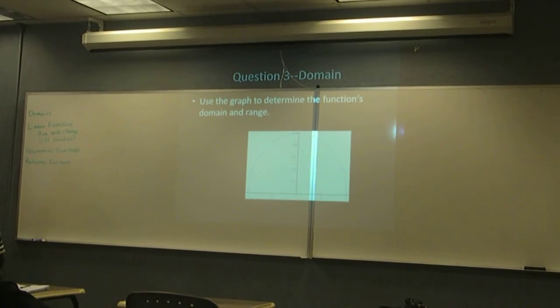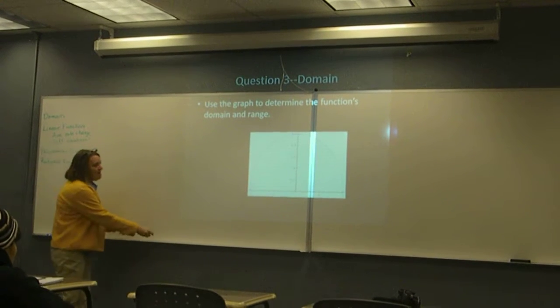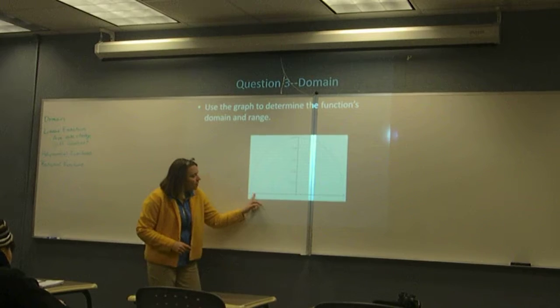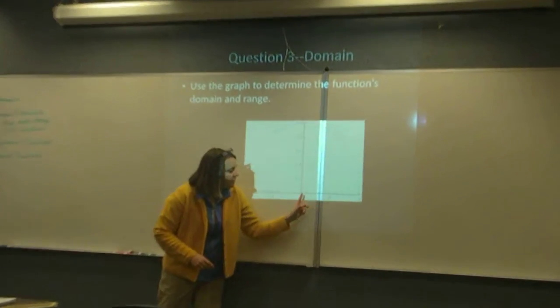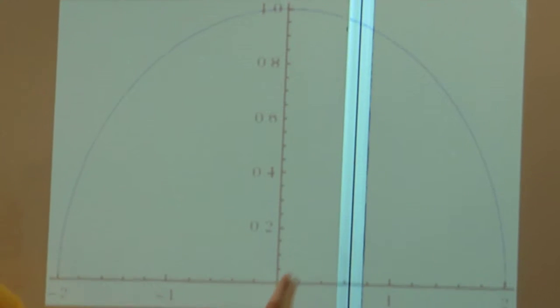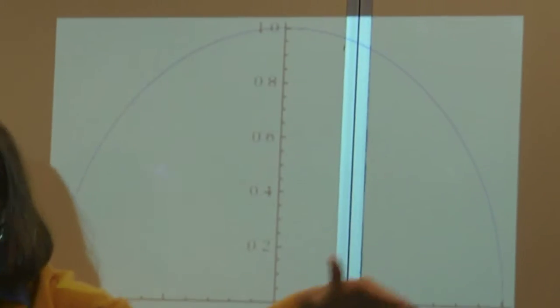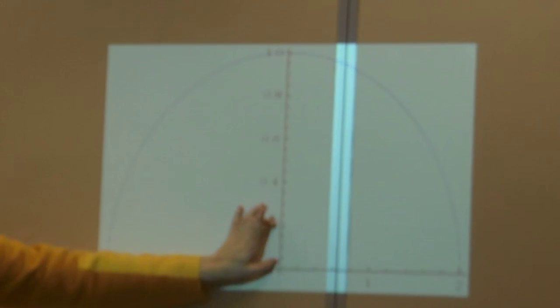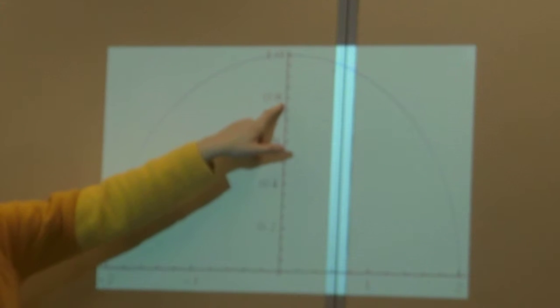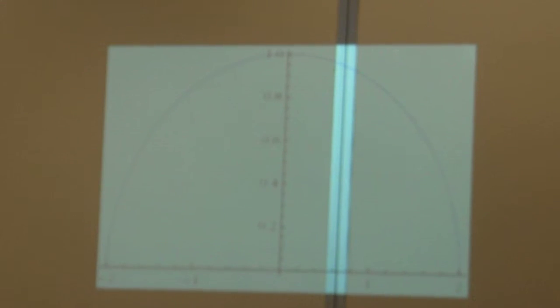I'll give you a second to think about that. The x-axis is scaled by 1 unit, so we go from 0 to 1 to 2. The y-axis is scaled in tenths. We go up to 2 tenths, 4 tenths, 6 tenths, 8 tenths, and up to 1. So domain and range.